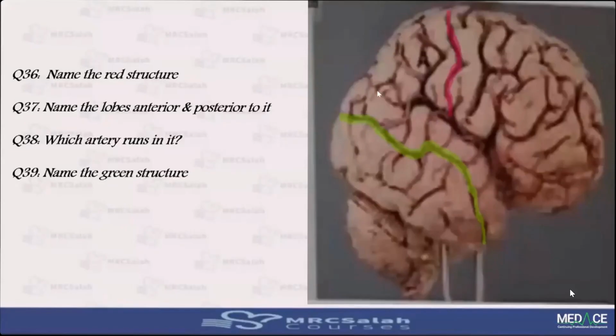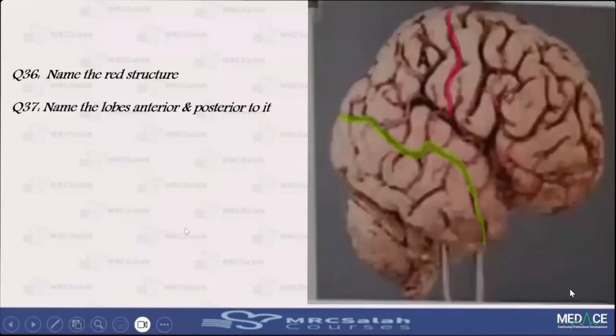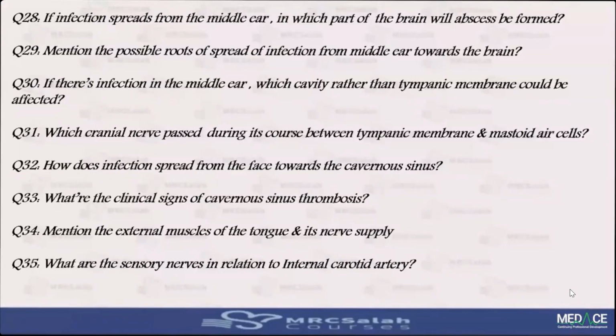Suzanne, what is this question? The easiest question in this station: the lobes anterior and posterior to the central sulcus, the frontal anteriorly and the parietal posteriorly, precentral and postcentral. She answered them clearly and correctly. Which vessel? All the middle cerebral artery. And the sensory nerve in close proximity to the internal carotid artery is the ophthalmic nerve.